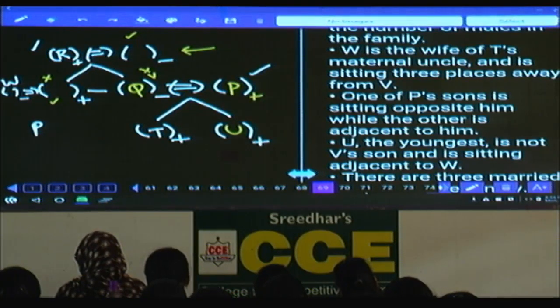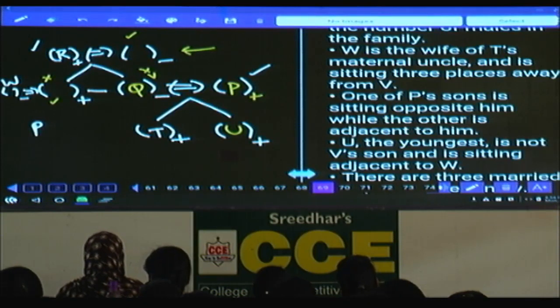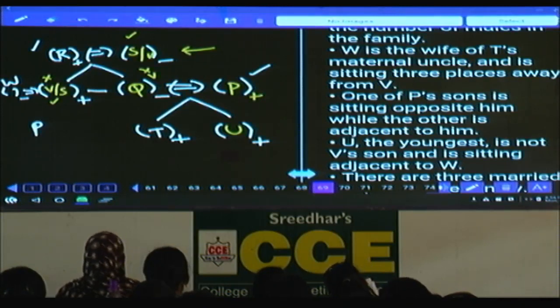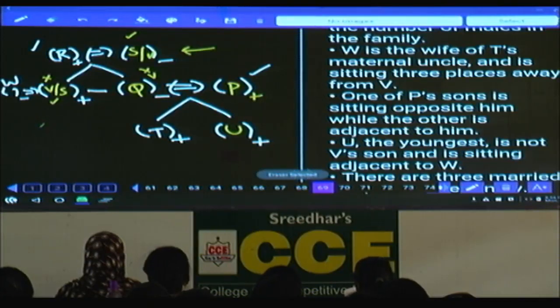Hence, this is the information we have. Now we have 2 more persons to be finalized. Who are those 2 persons? S and V. Isn't it? If S is here, V must be here. Or if S is here, V must be here. And then 2 possibilities. Then coming back to this arrangement. Now in this arrangement, what information do we have?